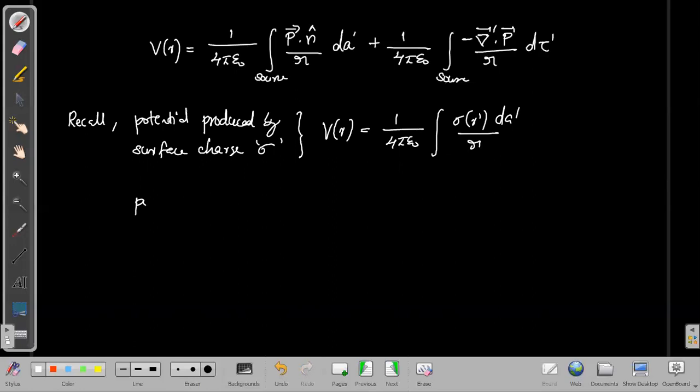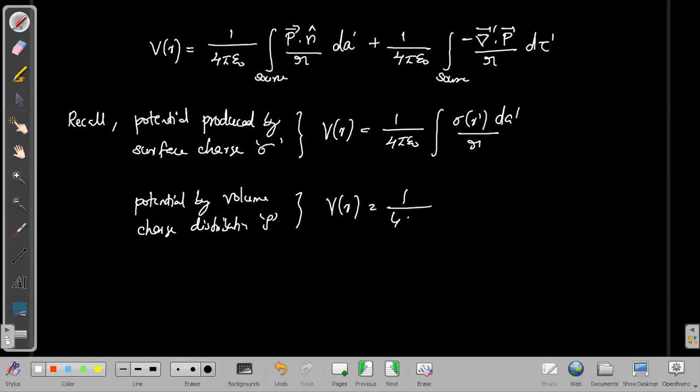And the potential by a volume charge distribution rho, I can write V of r is equal to 1 by 4 pi epsilon 0 integral rho of r prime d tau prime by script r. Okay, so we have a similar expression but a sum of both. So we have a surface charge distribution plus a volume charge distribution.